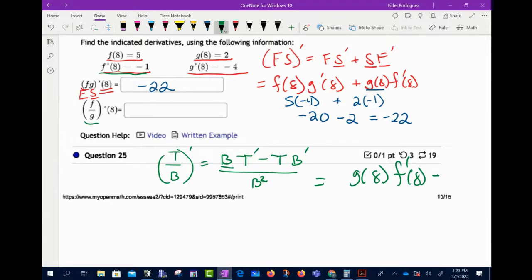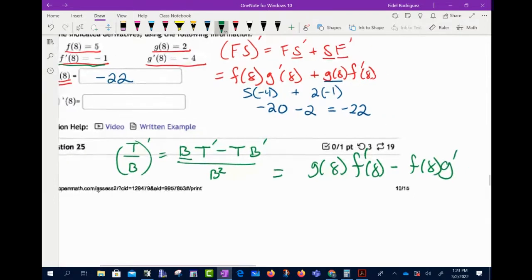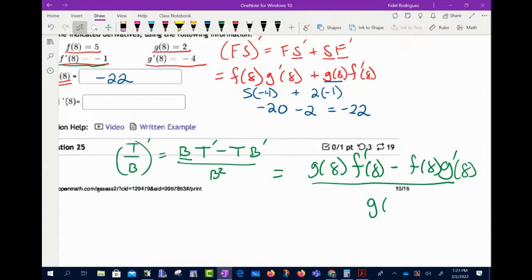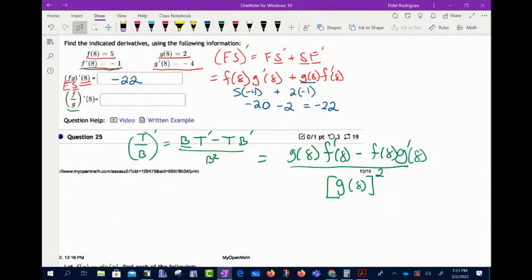Minus the top function, which is f of 8, times the derivative of the bottom, which is g prime at 8, all over the bottom function squared, right? Okay. Before I go on, am I okay on how I got to where I am? Jennifer, am I doing okay? Okay, just checking with you guys.